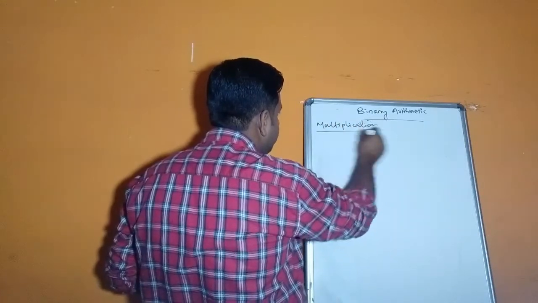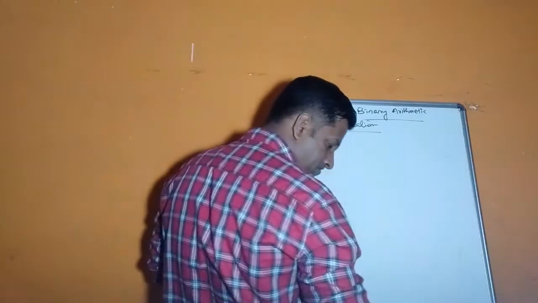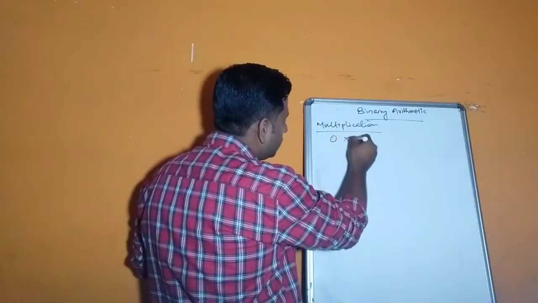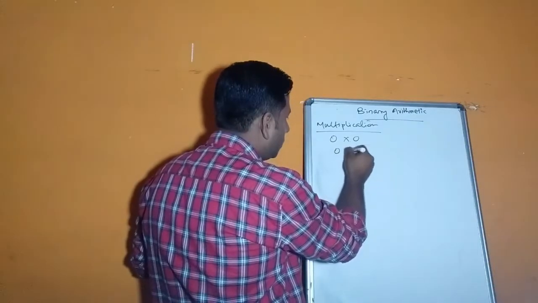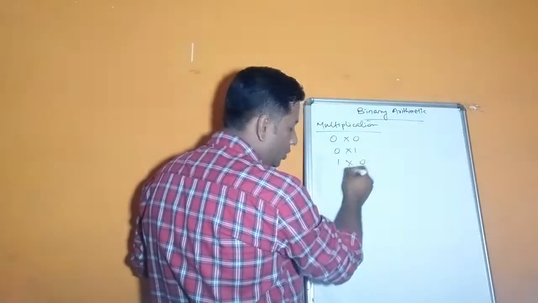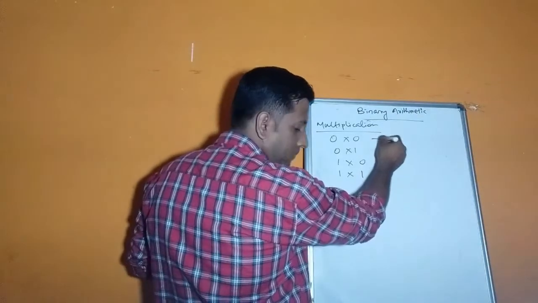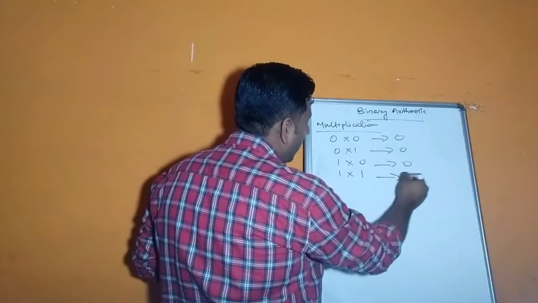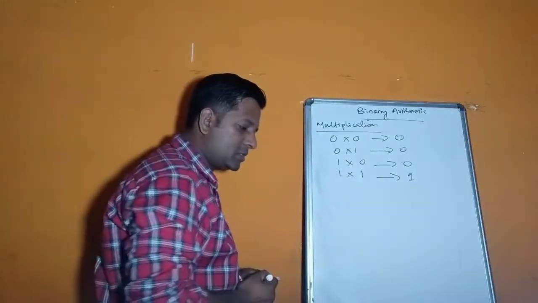Multiplication. Okay, that is 0 into 0, 0 into 1, 1 into 0, 1 into 1: 0, 0, 0 and here 1. This is multiplication.